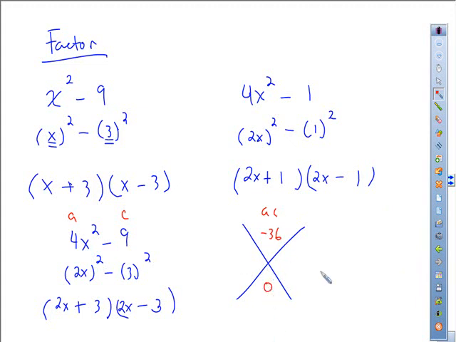Right? So what would our factors be? Well, our factors would be, I believe, 6 and negative 6. These multiply to give you negative 36. And they combine to give you 0. Our a value is 4, so we're going to have to divide these by 4. So then it's going to reduce down to 3 over 2, and negative 3 over 2. So our factors in this case would be 2x plus 3 and 2x minus 3.